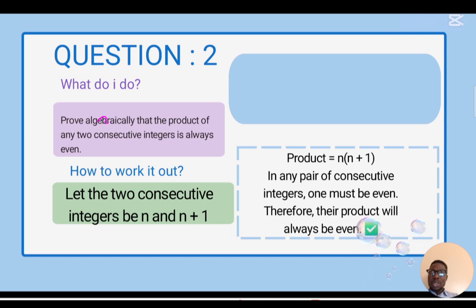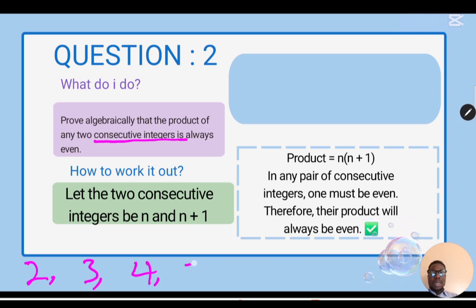It says prove algebraically that the product of any two consecutive integers is always even. Any two consecutive integers. So consecutive integers means, let's say I have 2 now, is an integer. The next integer is what? Is 3. The next integer is what? Is 4. The next one will be 5. All these are consecutive integers: 2, 3, 4, 5, as they follow each other. Okay, so all these are consecutive integers.